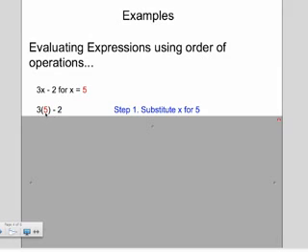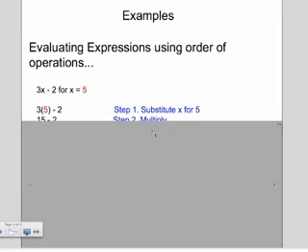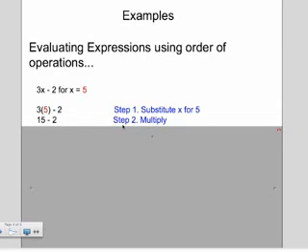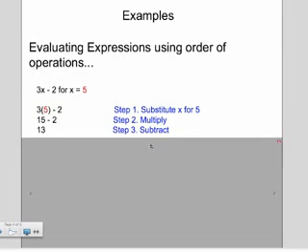3(5) minus 2. Now whenever we see two numbers next to each other like that with no sign, or two numbers next to each other and one has parentheses, that means to multiply. So for step 2, we're going to have to multiply. 3 times 5 is 15. The minus 2 part stays the same. So step 1, substitute. Step 2, multiply. Step 3 is going to be subtract. 15 minus 2 is 13.